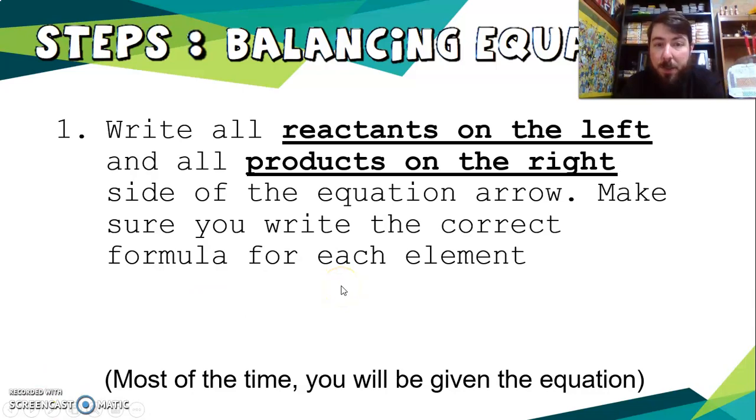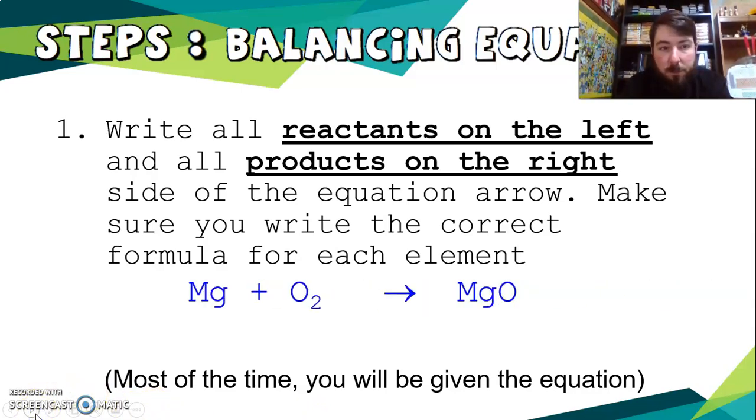So, the steps to balancing, we have all of the reactants on the left side of the equation and all of the products on the right side of the equation. You don't have to worry too much about that because you're going to be given the equation and you're just going to have to balance it. So, just for example here, we would have magnesium plus oxygen would combine to make magnesium oxide. And see here, there are two oxygens, and on this side, there is only one oxygen. So right now, it's currently unbalanced.